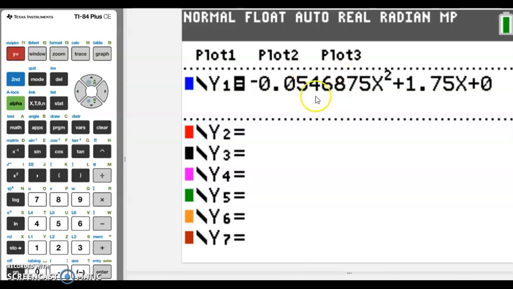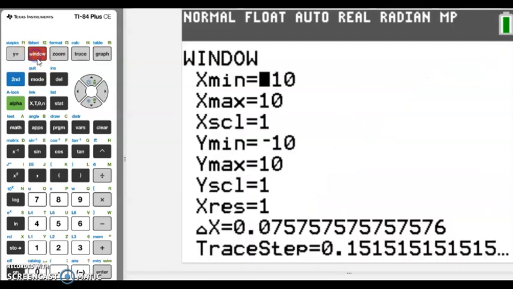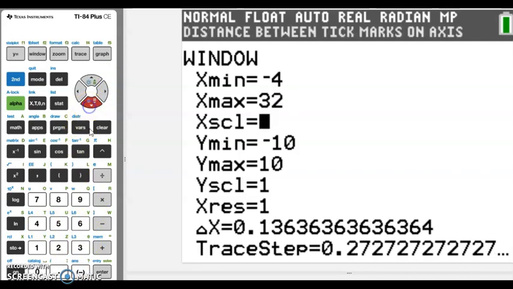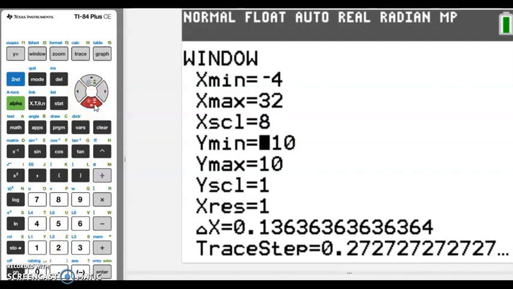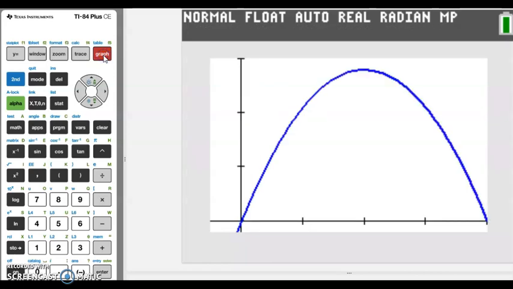You'll notice if I click y equals, it's here in the graph, and you can graph that equation there. Obviously, I'd have to fix my window. So my window, guys, I like to do a little bit of negative, so I'll go negative 4 and 32, and I'll go my scale by 8. And then my y went up as high as 14, so the negative 1 up to 15. And I'll scale that. Scale doesn't matter, I'll scale with 5s. You're going to graph that, and then you have that nice beautiful graph.